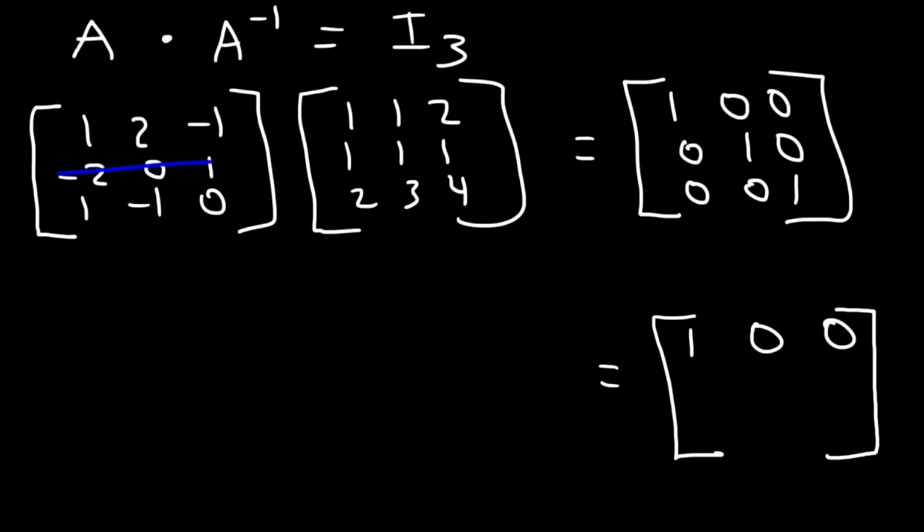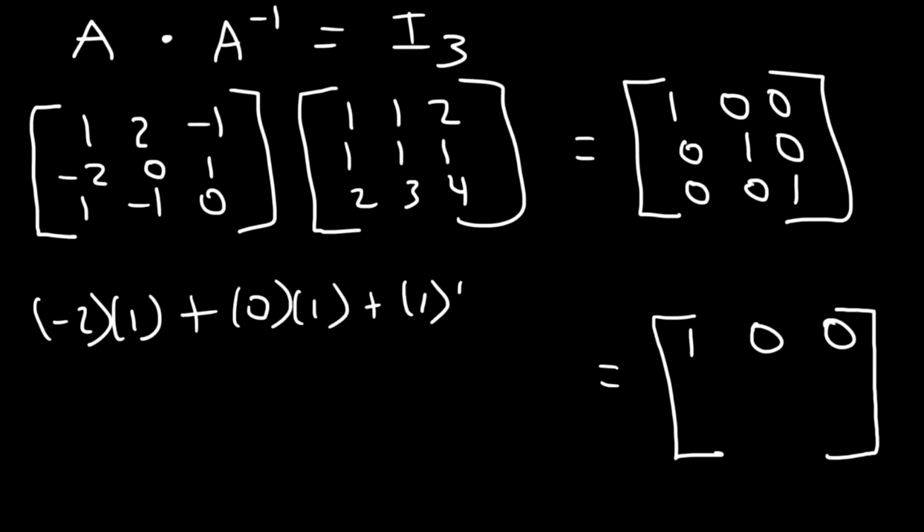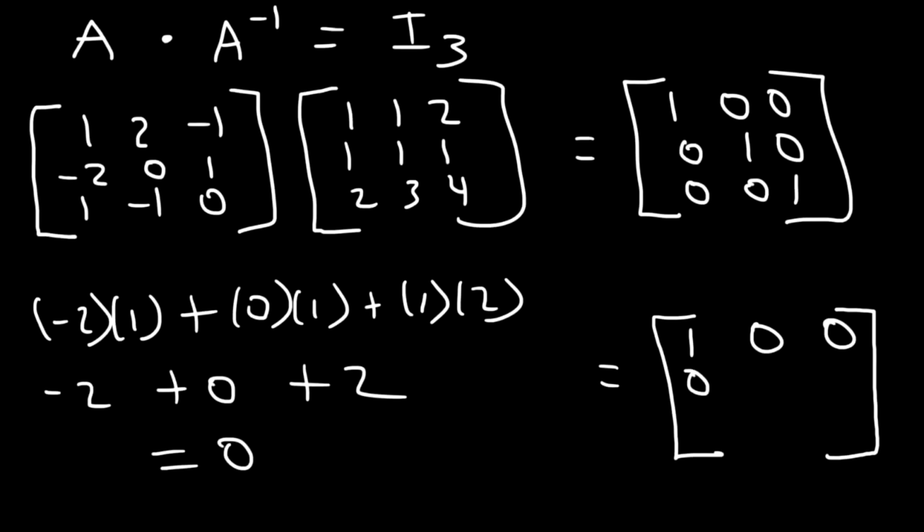Now let's move on to row 2. And let's multiply it by column 1. So it's going to be negative 2 times 1 plus 0 times 1 plus 1 times 2. So this is negative 2 plus 0 plus 2. Negative 2 plus 2 is 0.